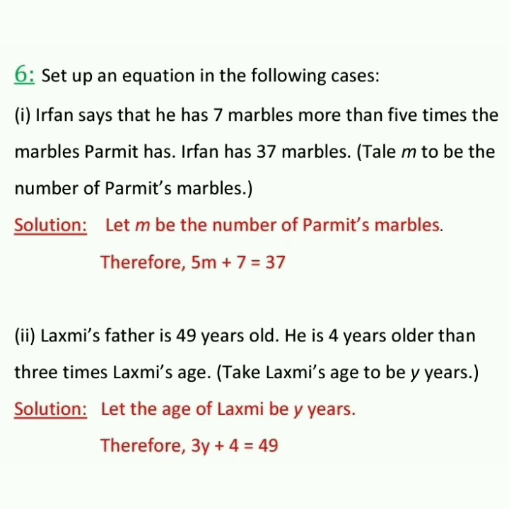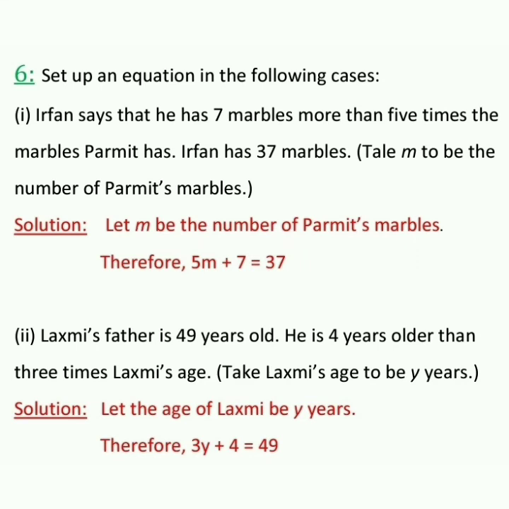Please check it once again. Irfan says that he has 7 marbles more than 5 times the marbles Parmit has. Parmit के पास जितने मार्बल हैं उसके 5 टाइम्स करके 7 ऐड करने के बाद इरफान के मार्बल्स मिलते हैं. समझ लो परमित के पास m मार्बल हैं तो उसके 5 टाइम्स 5m हो गए, तो उसके अंदर 7 ऐड करो, that is 5m + 7 = 37. करेक्ट.